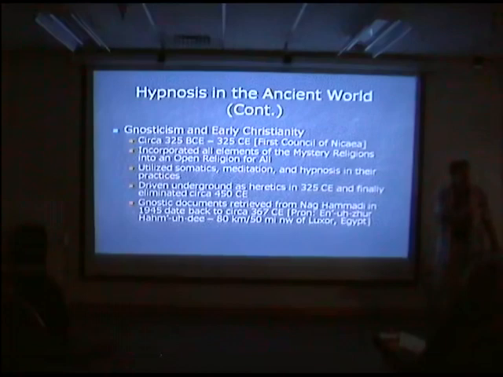The early Christians would have practiced a version of Gnosticism. So that's why this is important. And then, of course, Christianity from 325 CE feeds forward into the present day. Okay, it incorporated all the elements of the mystery religion into an open religion for all. In other words, they promised to get rid of all the mystery. No secrets. Everything is out in the open. They're going to show you exactly how to do it. They're going to tell you exactly what it's for. And they're going to let everybody participate.